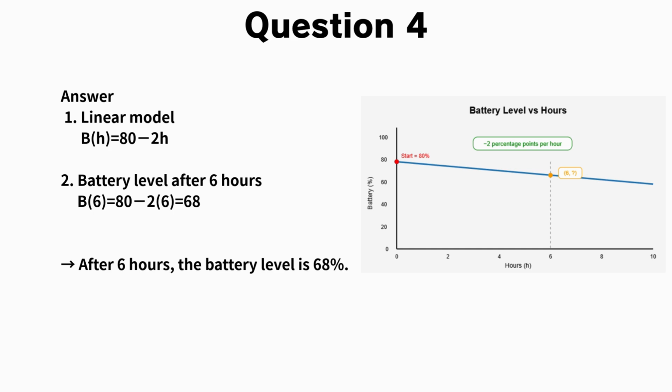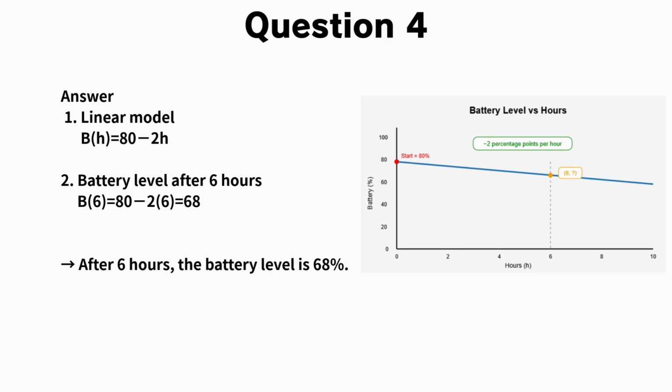Putting these pieces together, we can write the linear model as B of H equals 80 minus 2H. In this equation, H represents the number of hours of streaming, and B of H represents the remaining battery percentage. To find the battery level after 6 hours, we substitute H equals 6 into the model. Doing this calculation gives 80 minus 12, which equals 68. This means that after 6 hours of streaming, the phone's battery level is 68%. The graph confirms this result.